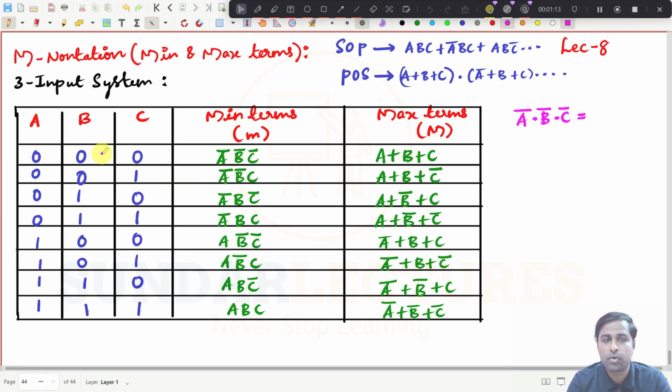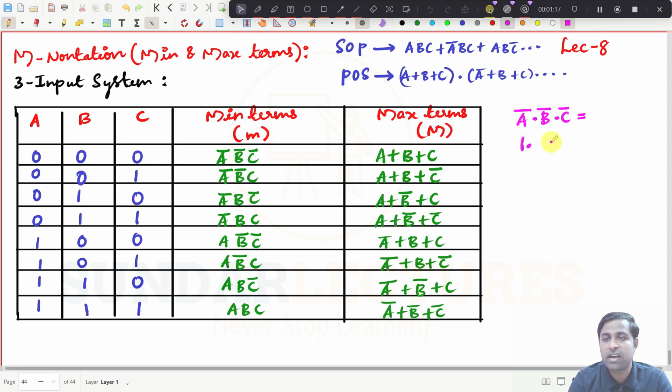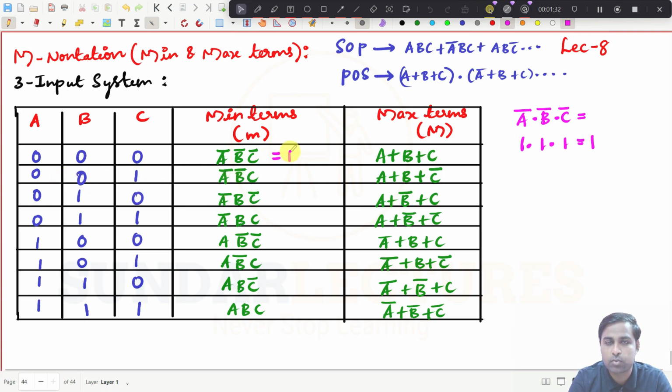see here it is 0. So a bar will be 1. So dot, it is 0, b bar will be 1, dot, c is 0, so c bar will be 1. So what you will get? You will get as 1. If you multiply everything, 1 dot 1 dot 1 will give you what? 1. And you take this term, like I will write here it as 1, right?